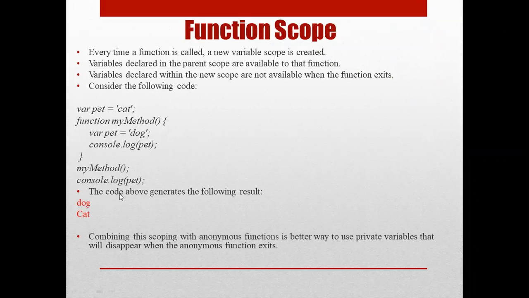First it will print dog. Why will it print dog, and why is cat there after that? Because, as we have seen, variables declared in the parent scope are available to that function, and variables declared within the new scope are not available when that function exits. First we call the myMethod function. After calling it, variable pet is equal to dog, and it will print that variable pet with the value dog. So it will first print dog, and after that it will execute the statement console.log pet.